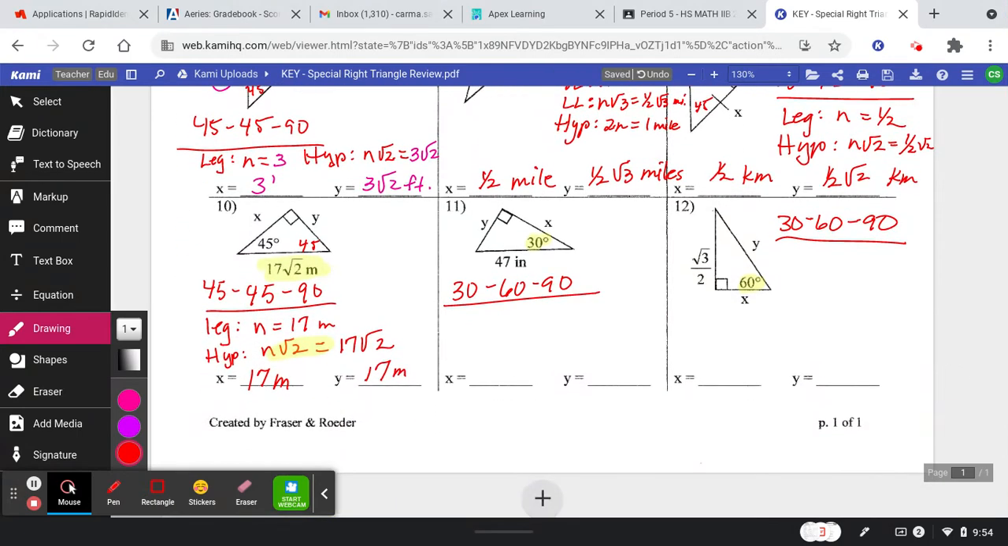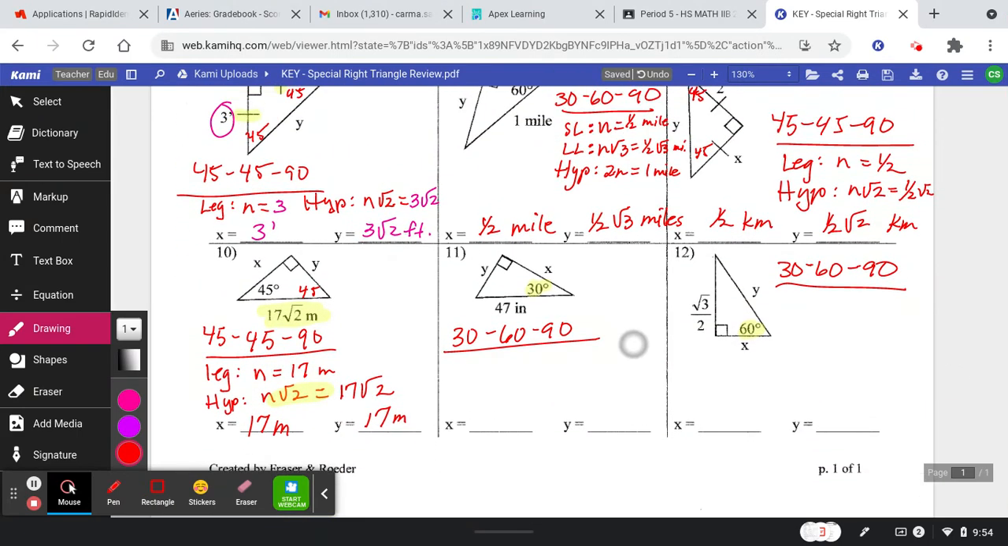All right, last two 30, 60, 90s. If you haven't paused the video yet, try it. Pause it and see how you do. How's that short leg going to look? How's that long leg going to look? And then what's the rule for the hypotenuse? Short leg, long leg, hypotenuse.